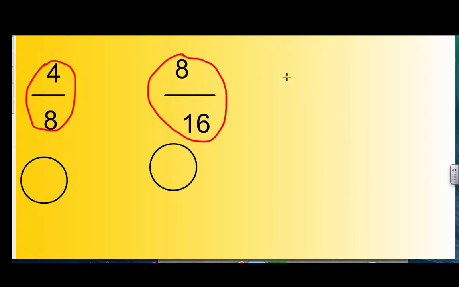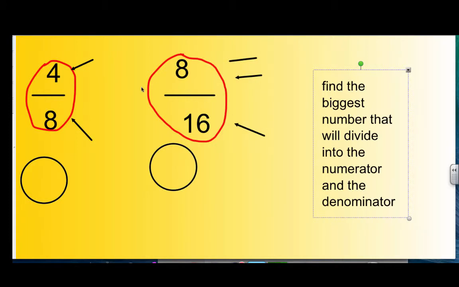And of course, when you simplify, you've got to find the biggest number that's going to divide into the numerator and the denominator. It's got to be the same number. The biggest number that's going to divide into the numerator and the denominator.